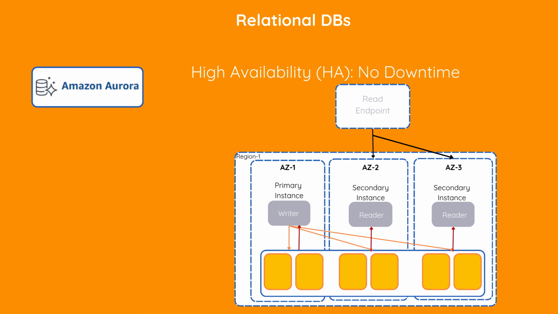Now, for reading data, Aurora uses something called a read endpoint. This endpoint distributes read traffic across multiple replica instances. So, if your app needs to fetch data, like user profiles, search results, or reports, those requests go to the read endpoint, which sends them to the replicas. This setup helps spread the workload, meaning your reads happen faster because the traffic is divided across multiple replicas. The more replicas you have, the more read requests you can handle at once.